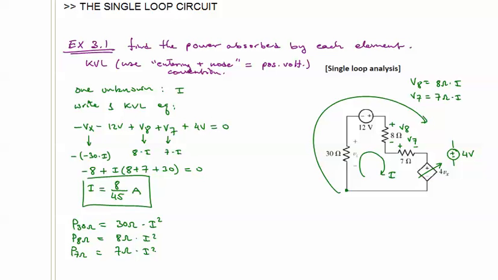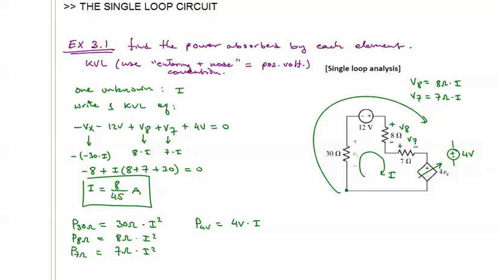What about the voltage sources? Let's start with the 4 volt source. Now if I flows into the positive terminal of the 4 volt source, that's passive sign convention. That means that power is interpreted as power absorbed. So power is V times I, so 4 volts times I.